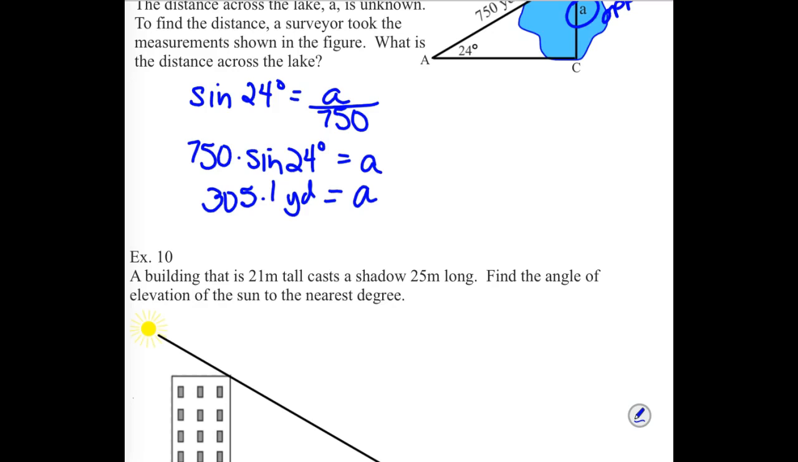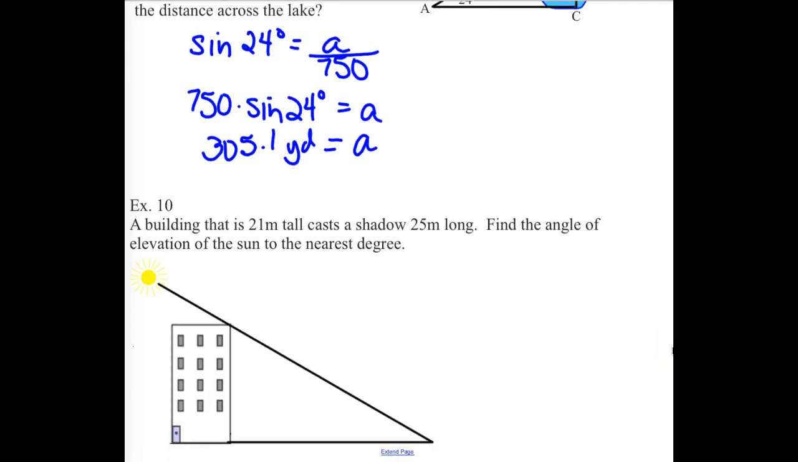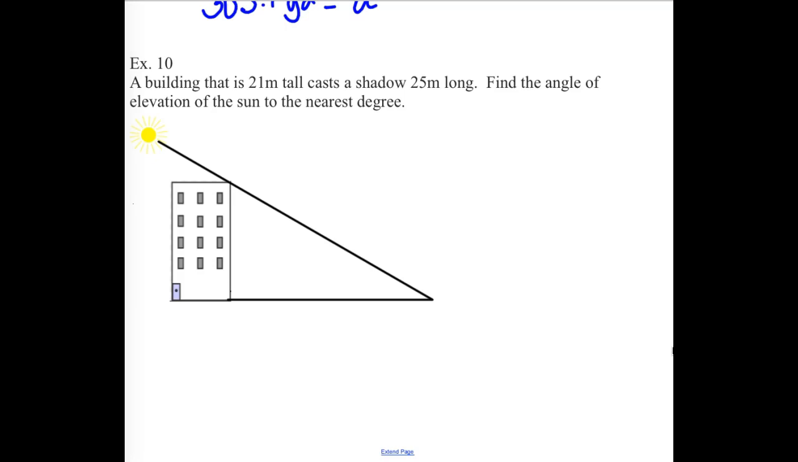All right, our last one. It says a building that is 21 meters tall casts a shadow that's 25 meters long. Find the angle of elevation to the sun to the nearest degree. All right, so how are we going to label our sides in here? The height of the building is 21. So I'll put a 21 there. And where do we put the 25? At the bottom, right? Along where the shadow would be? Okay, and what angle are we trying to find? This one over here, yes?